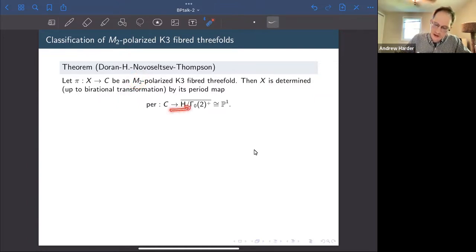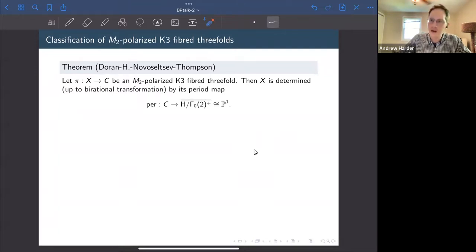So knowing what this thing is tells me exactly, up to birational transformation, what X is. And since this is a moduli space of M2 polarized K3 surfaces, this might be either obviously true or obviously false, depending on your perspective. But it's actually true in this case.